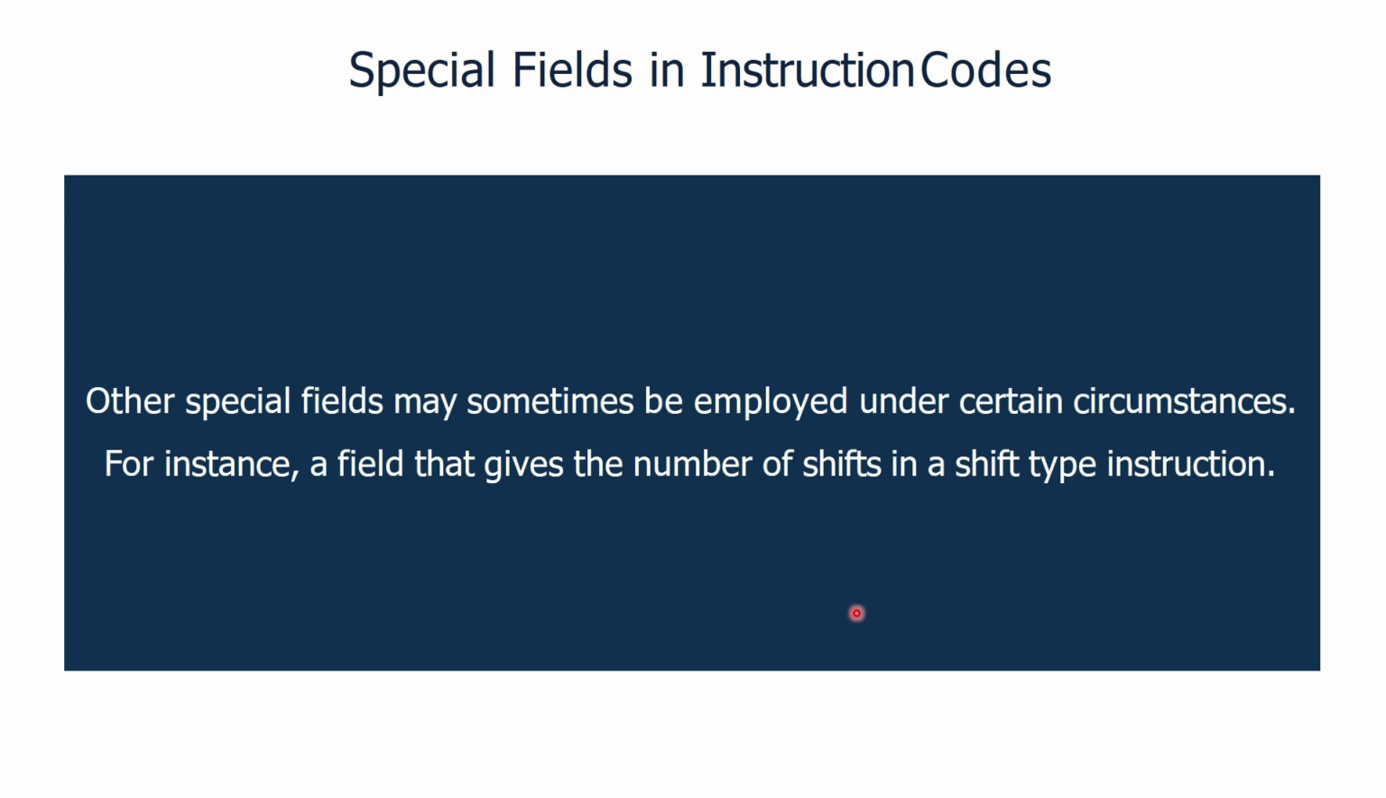Special fields in instruction codes. Other special fields may sometimes be employed under certain circumstances. For instance, a field that gives the number of shifts in a shift type instruction. We will see this later when we study the shift instructions.